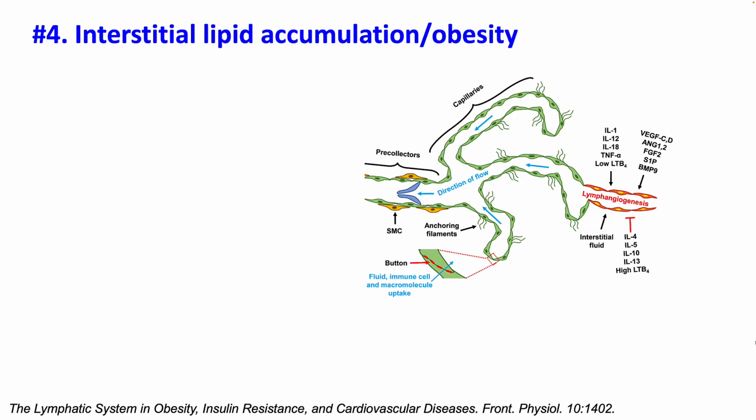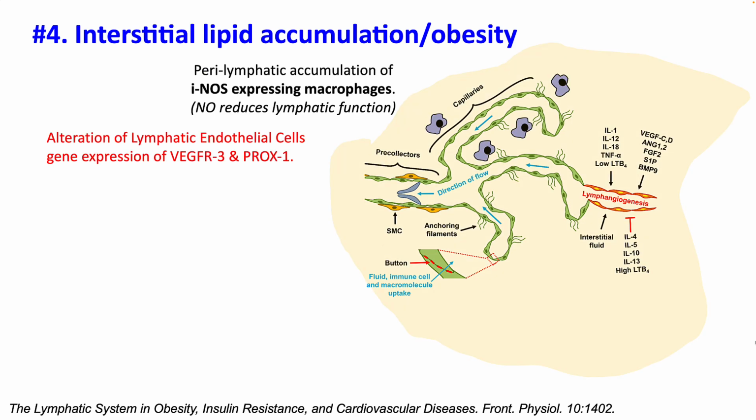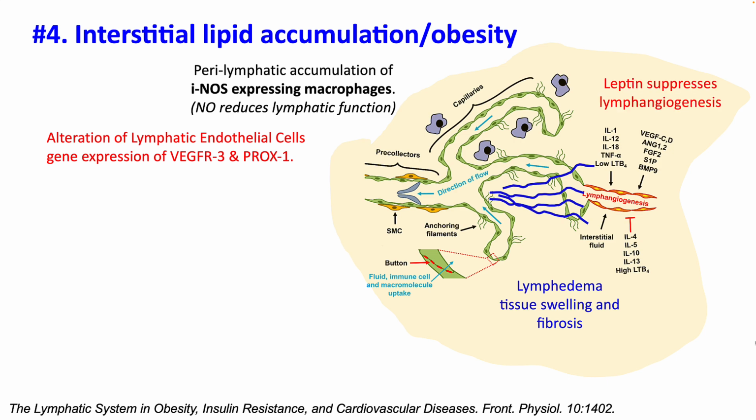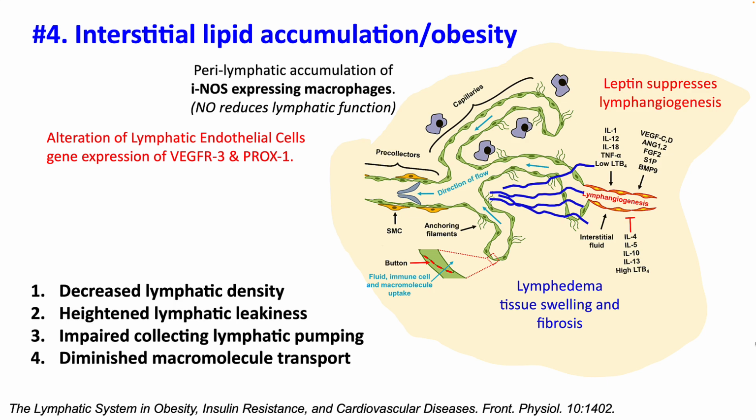Interstitial lipid accumulation, as seen in obesity, also affects your lymphatic function. There is a perilymphatic accumulation of iNOS expressing macrophages and alteration in lymphatic endothelial cell gene expression, which results in lymphedema, tissue swelling, and fibrosis. Leptin also suppresses lymphangiogenesis. Therefore, in obese patients, they will have decreased lymphatic density, heightened lymphatic leakiness, and impaired collecting lymphatic pumping. These all will predispose to edema formation in obese patients.